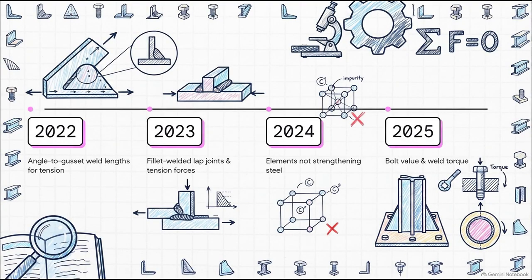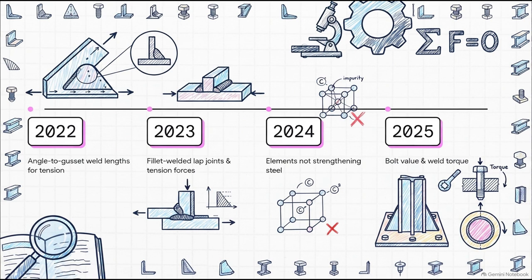Because when you actually sit down and analyze the last 4 years of exam data, a very specific and, frankly, massive mystery emerges. Let's walk through this timeline. In 2022, they hit us with angle to gusset weld tension capacity. Come 2023, the focus shifted slightly to fillet-welded lap joints and tension forces. Moving into 2024, we got a direct recall question about elements that do not strengthen structural steel. And then, in 2025, they were asking for built-up column bolt values and circumferential weld torque.